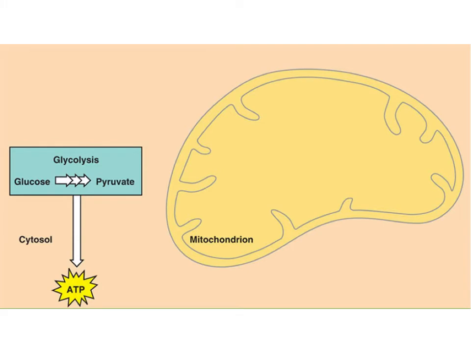All right, so here's another diagram just to represent what's happening. So here we are inside the cell. So here's the mitochondria. This is the cytoplasm. So just a reminder, glycolysis happens in the cytoplasm outside of the mitochondria. Okay, so just another diagram. So glucose is going to make pyruvate, and we're going to get some ATP as a byproduct.